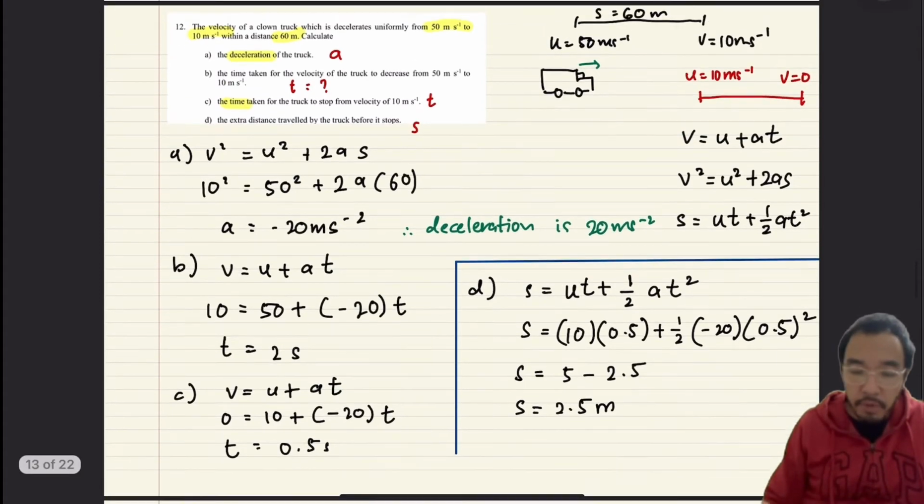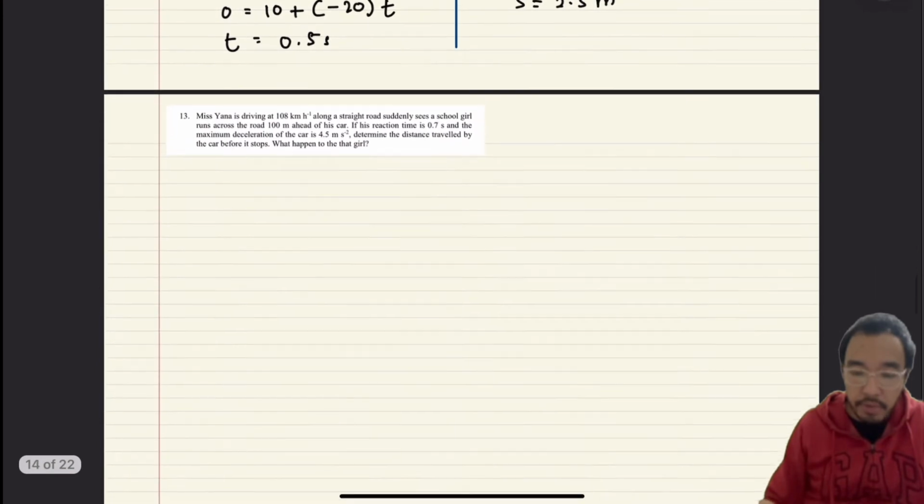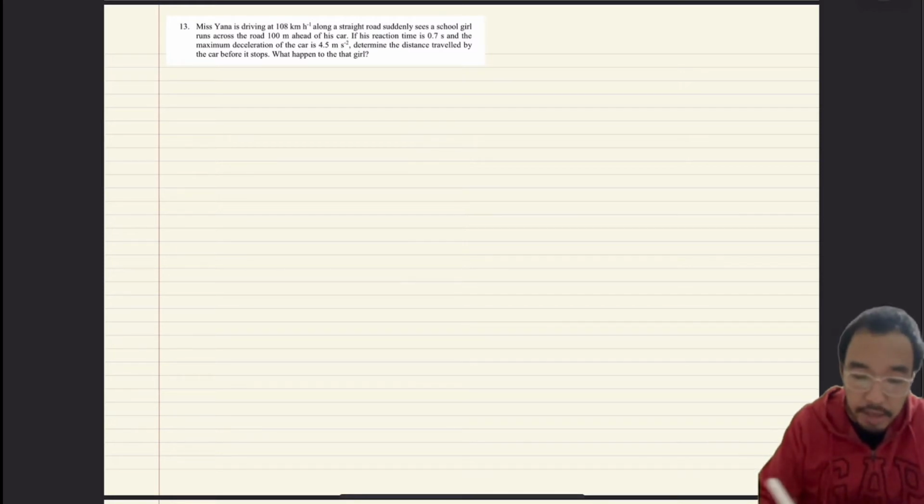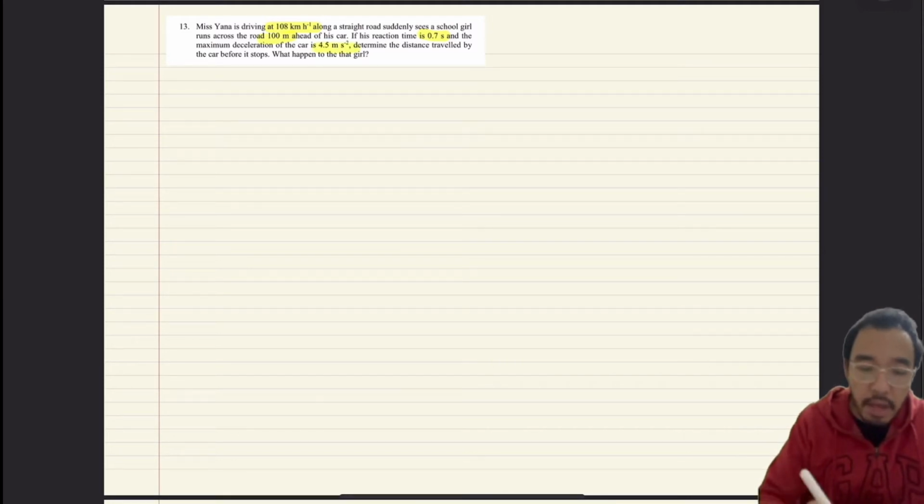Okay, moving on to the next question, go straight away to question 13. Miss Yana is driving at 108 km/h along a straight road. Suddenly she sees a schoolgirl run across the road 100 meters ahead of the car. If the reaction time is 0.7 seconds and the maximum deceleration is 4.5 meters per second squared, determine the distance traveled by the car before it stops. What happened to that girl?